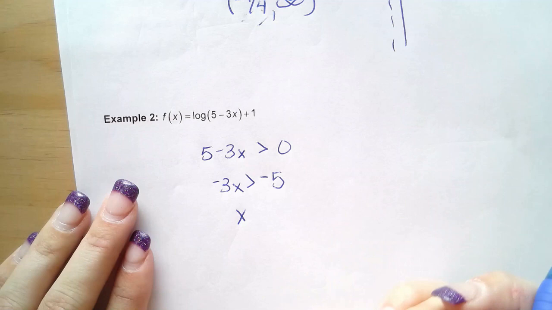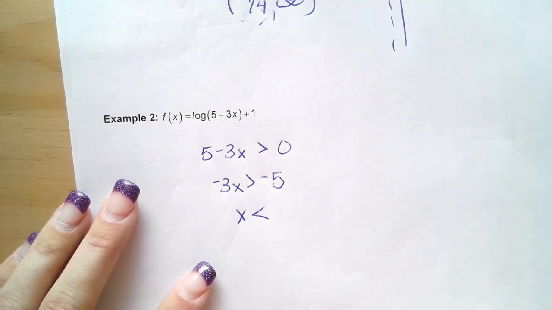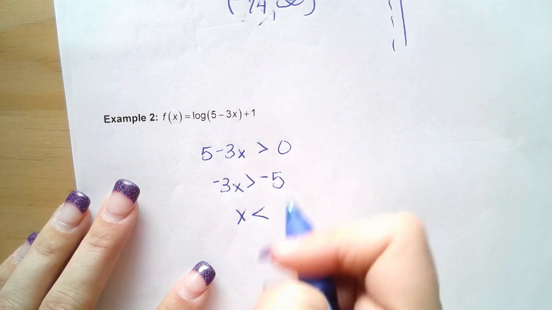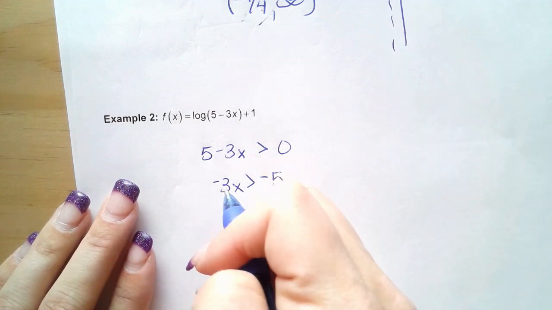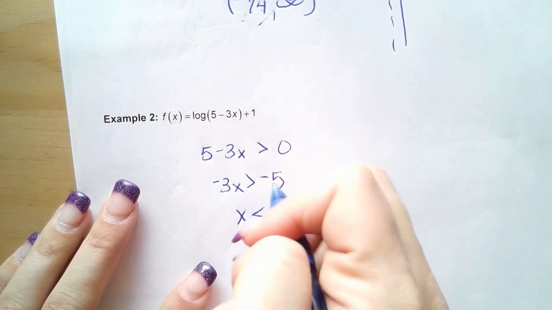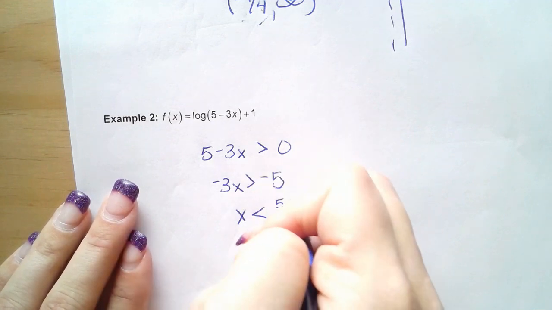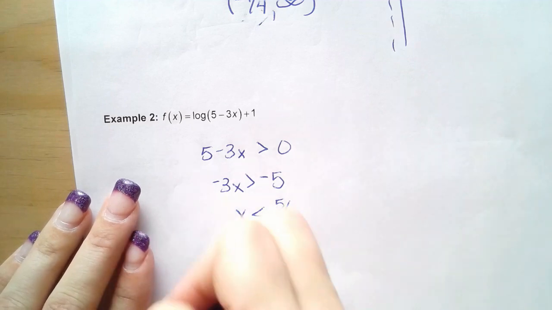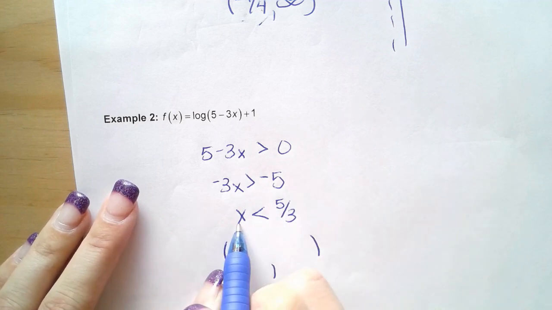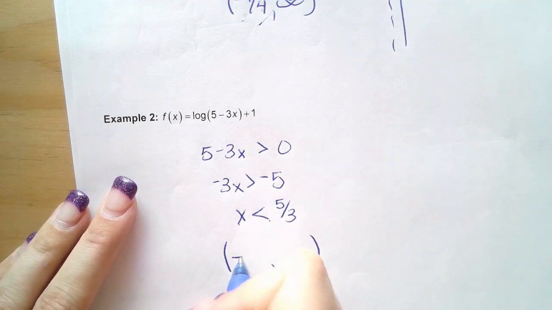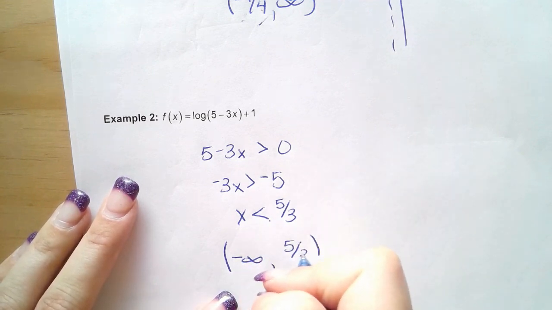Uh-oh, we're dividing by a negative. What does that mean? That means we flip the sign. Remember, that was an old property, an old fact that we learned with inequalities. When you divide or multiply by a negative number, you flip the sign. So we would have -5 over -3, which would be 5/3. Now, because we flip the sign, guys, that also means that we are now less than. Well, less than is negative infinity, and then we're going to 5/3.